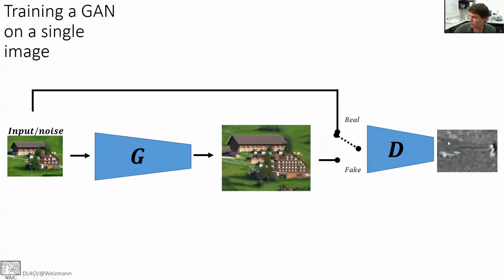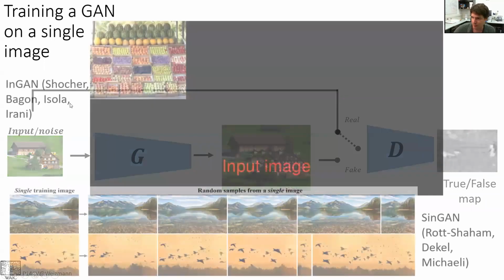Since it's fully convolutional, each pixel in this map means to what extent I believe that its receptive field, this patch from here, is real. So I can actually train it on just a single image. The real examples are going to be from the original image I have, and the fake examples are going to be generated here. What I'm able to do then is create a new image which has the same distribution of patches as the original image.